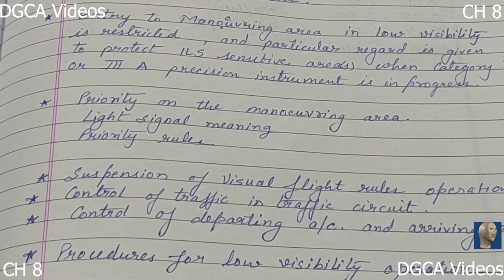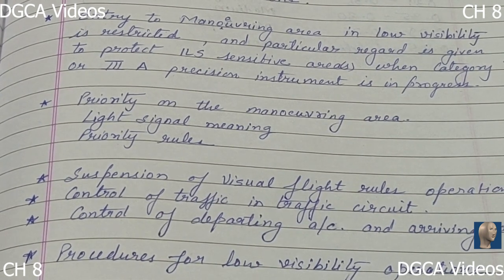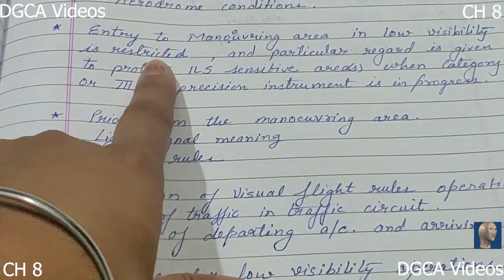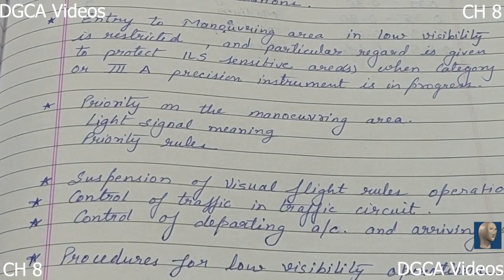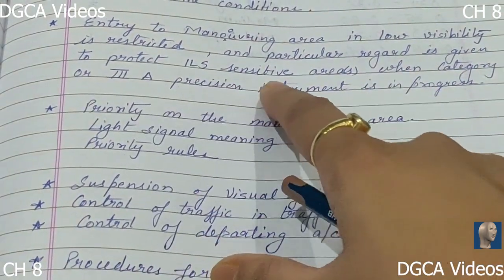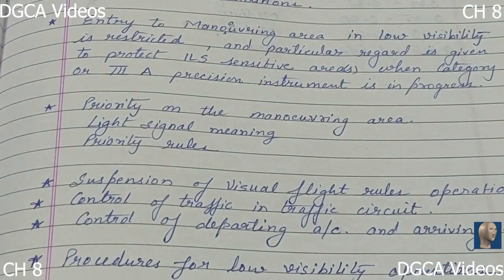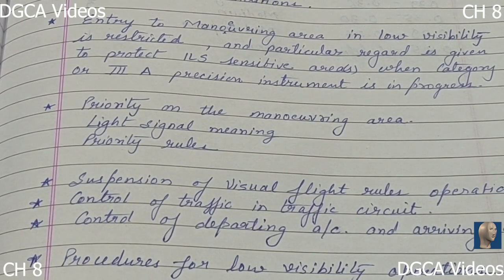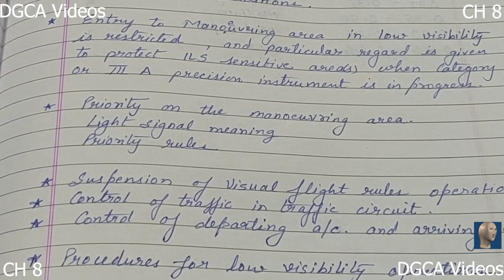Now we'll be talking about the entry to the maneuvering area. Entry to the maneuvering area in low visibility is restricted up to certain minima, and particular regard is given to protect the ILS sensitive areas when category 2 or 3A precision instrument operations are in progress. Then priority on the maneuvering area. If there is any emergency vehicle or any such signals which have been provided for an emergency, then that has to be given priority, and all others are secondary at that time.